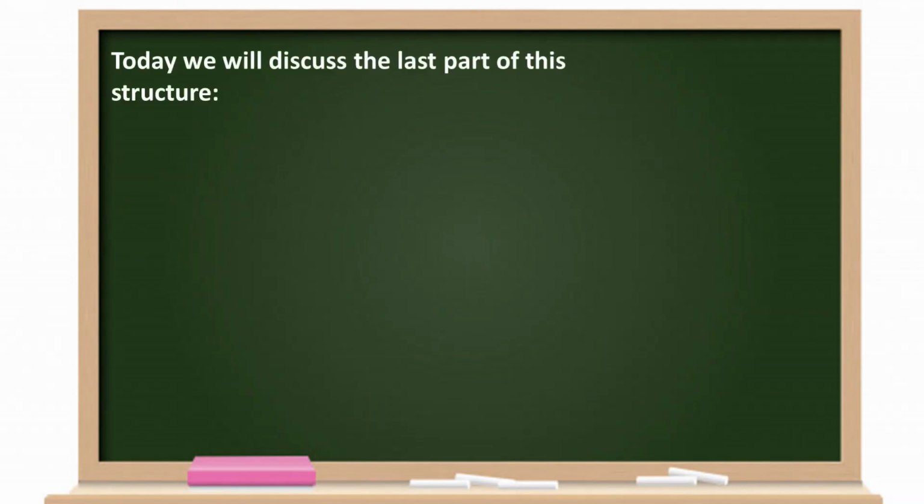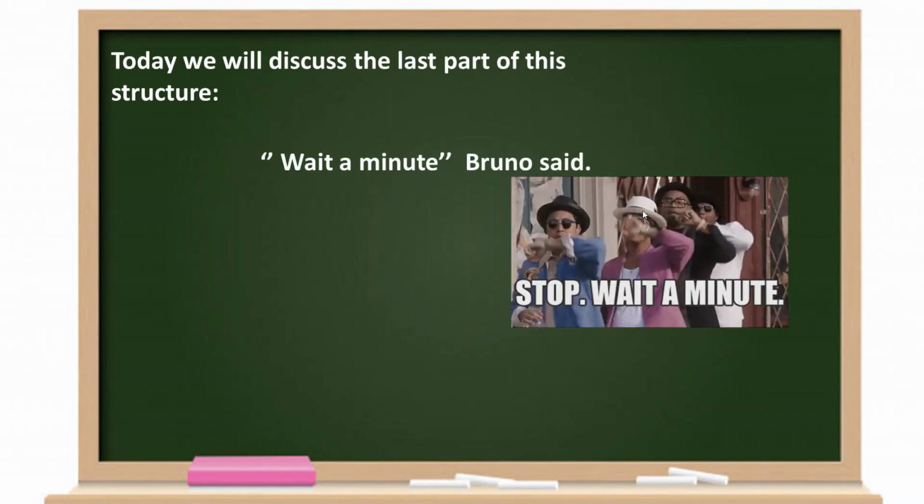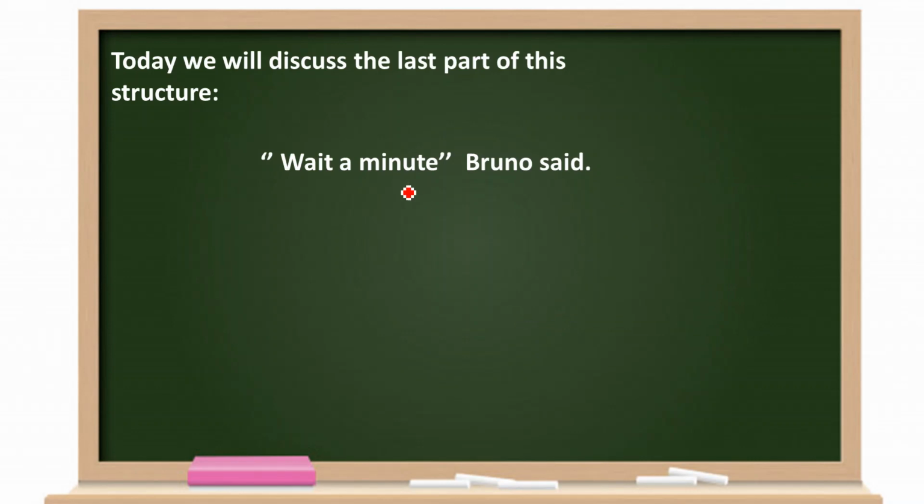Today we will discuss the last part of this structure. Now, take a look at this one. Wait a minute, Bruno said. If you look again at this structure, you might be familiar with the type of this one. You can see this is a sentence and it is also between two quotation marks. Exactly, this is a direct speech. And the sentence that comes after the direct speech, we call it the reporting phrase.